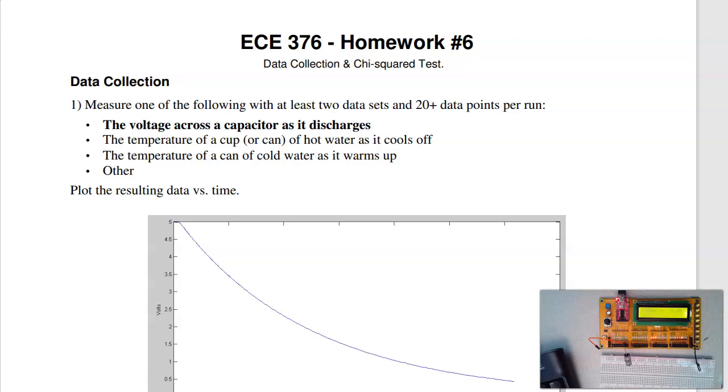Here are our solutions to homework set number 6 for ECE 376. This homework set looks at data collection and doing a chi-square test. Now the first problem is to collect some data. It's your pick what you choose to collect.